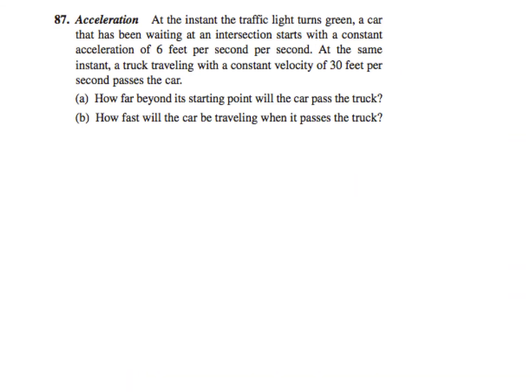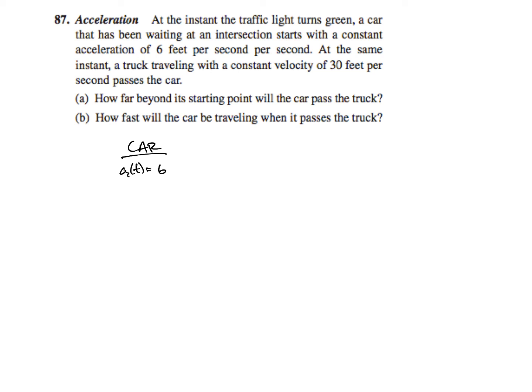At the instant the traffic light turns green, a car that has been waiting at an intersection starts with a constant acceleration of 6 feet per second squared. All right, so what about my car? What do we know about it? It's electric. My acceleration is what? 6. My acceleration of my car is 6.